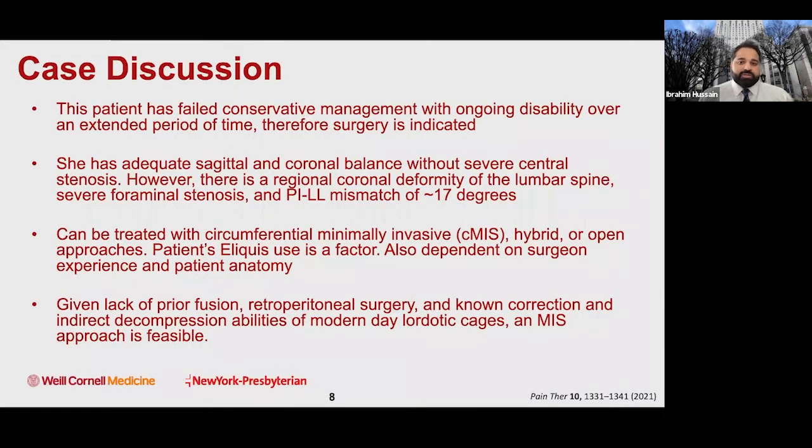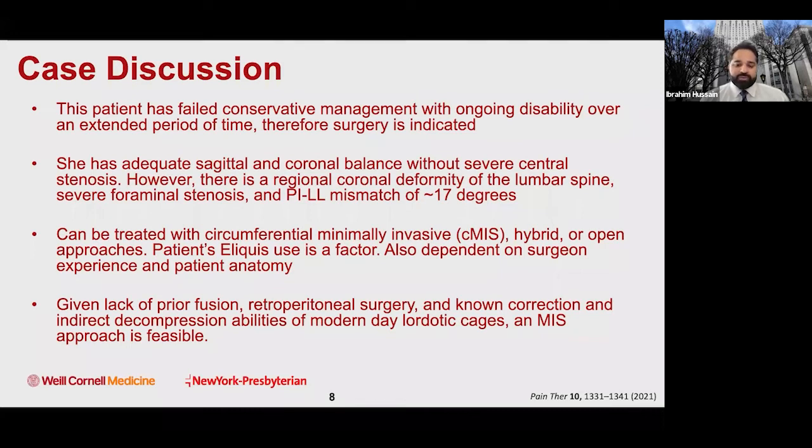Ultimately, the patient failed conservative management, had ongoing disability. So for her, I recommended surgery. I did follow her over time, had built a relationship with her and her family, which I think is important before you consider big deformity correction surgeries, and to really address what the expectations are after surgery. Because she did have adequate sagittal and coronal balance, the main purpose of the deformity operation was really to address the PI-LL mismatch and to see if we could do anything about her foraminal stenosis given the radiculopathy.